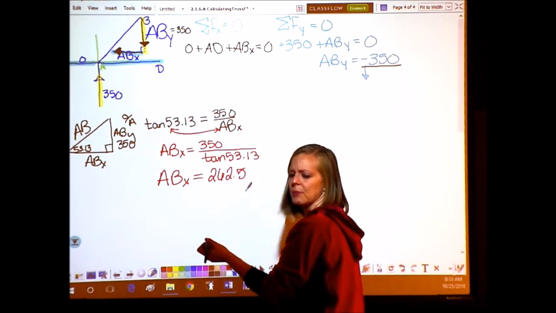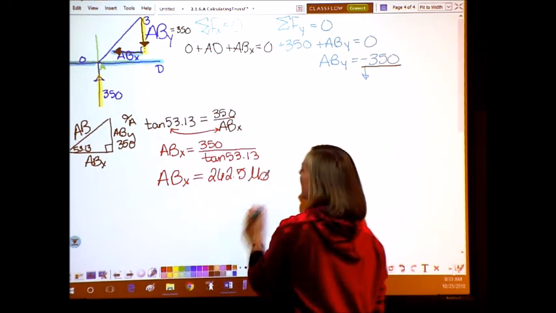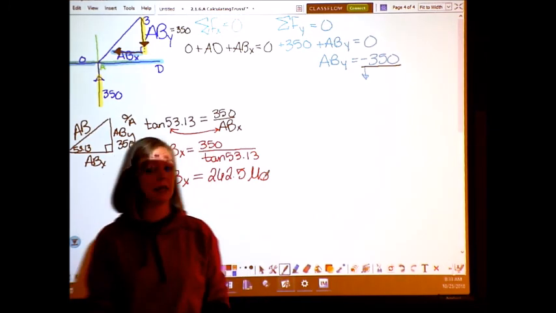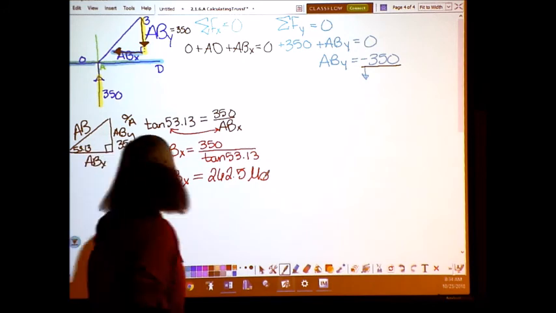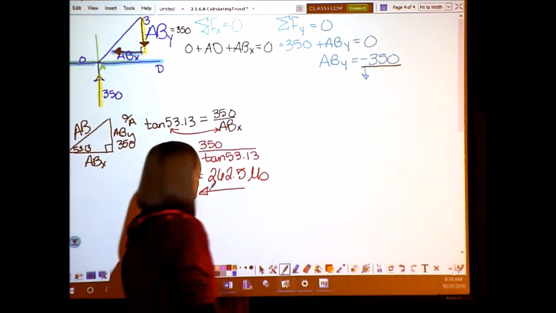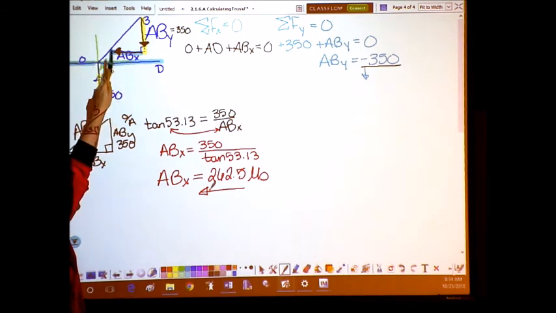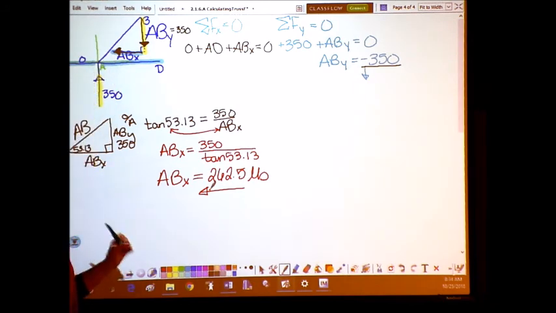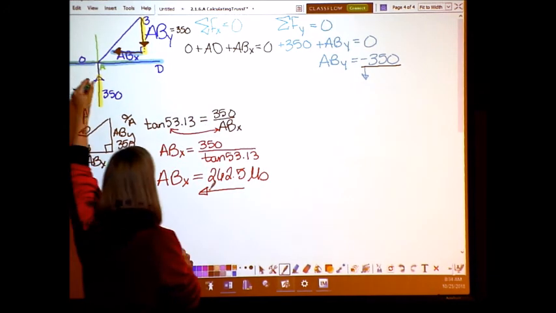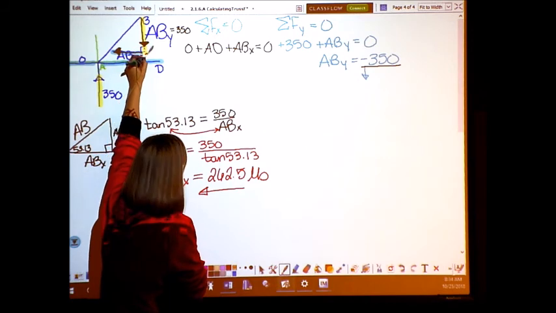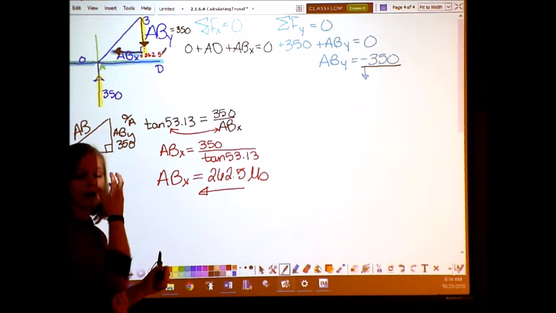Is this in pounds or newtons? How did we already say this thing pointed? We already said that this thing points to the left. That was because we found out ABY pointed down, and to follow the diagonal, you have to go down and left. So we have ABX now. We can write 262.5 here, because we already have the arrowhead pointing left.